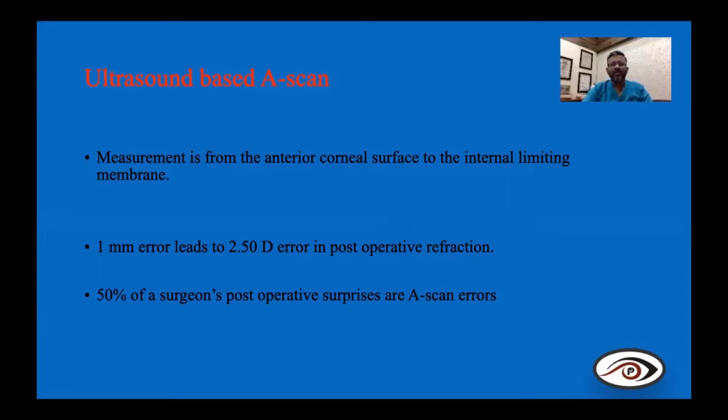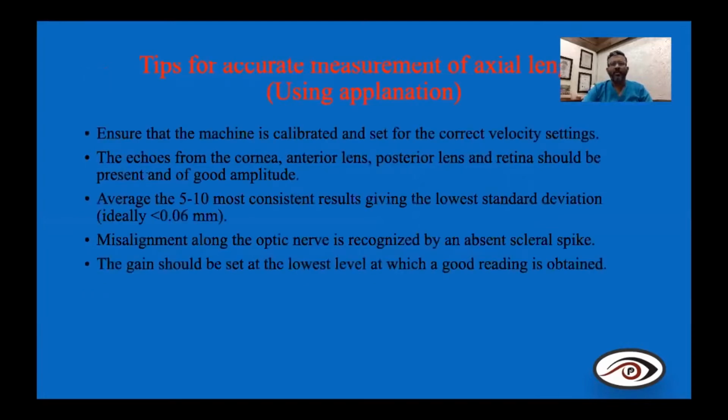In ultrasound based axial length, measurement is from the corneal surface to the internal limiting membrane of the eye. For applanation, a few tips. Make sure that your machine is well calibrated. Every machine comes with a small glass cylinder. It's either fixed in your machine or it's supplied separately for calibration of the machine. Use correct velocity settings. For example, if your patient has an IOL in his eye and you're measuring it again for some purpose, make sure you're in pseudophakic mode, or silicone oil mode in an eye filled with silicone oil.